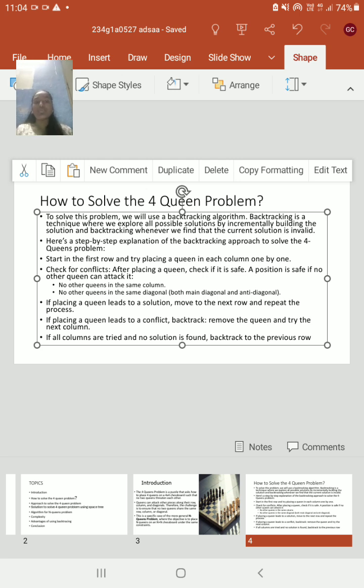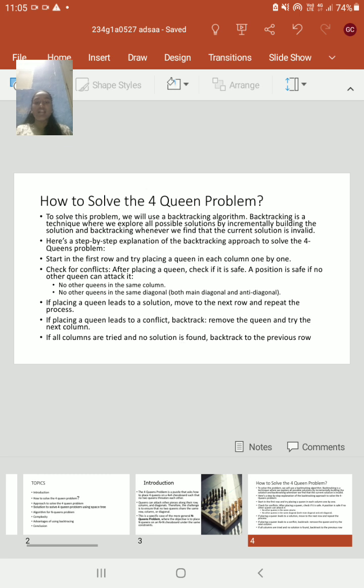We have to backtrack. Backtrack means if we don't get any solution, we change the queen to the next position. Now we can change q2 to the fourth column. Then we can place q3. So that is known as backtracking.